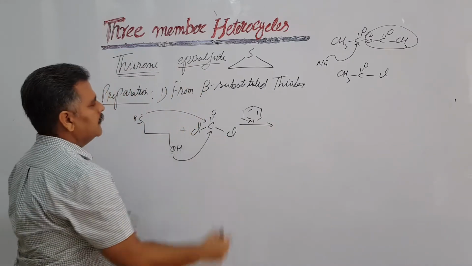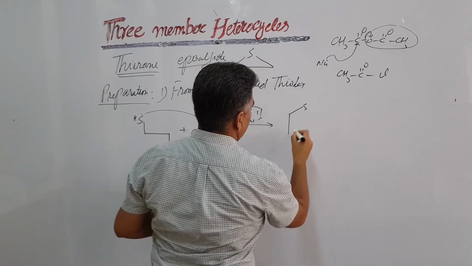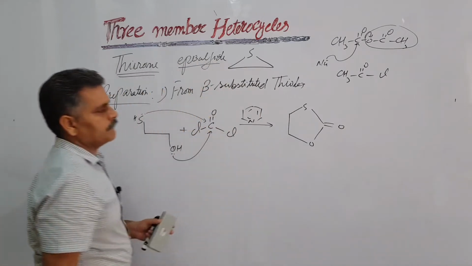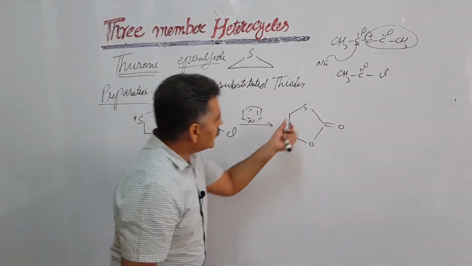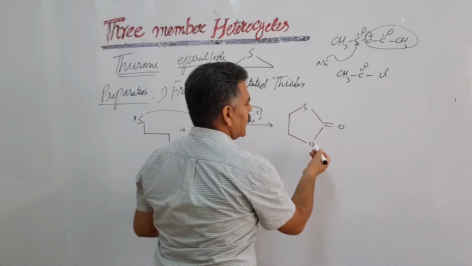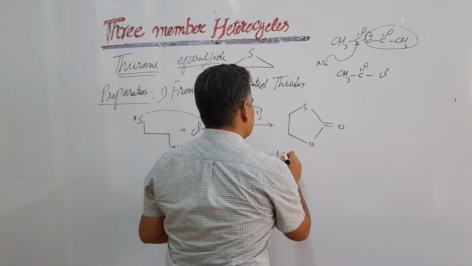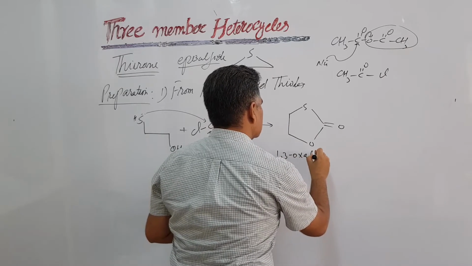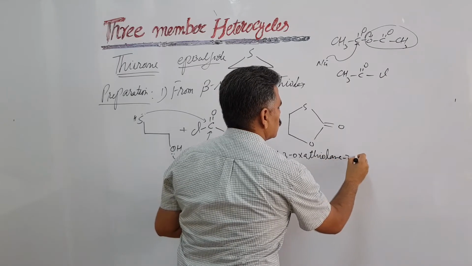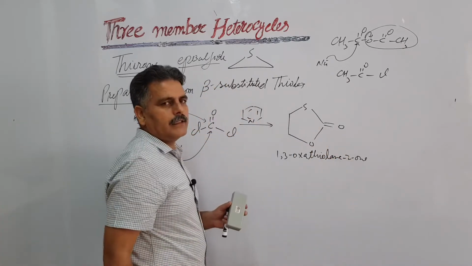this reaction results in the formation of an S, C, O ring. So it is oxathiolane. So this oxathiolane is further substituted with this carbonyl group. So it is 1,3-oxathiolan-2-one. Okay, so here we have a carbonyl group present at position 2.